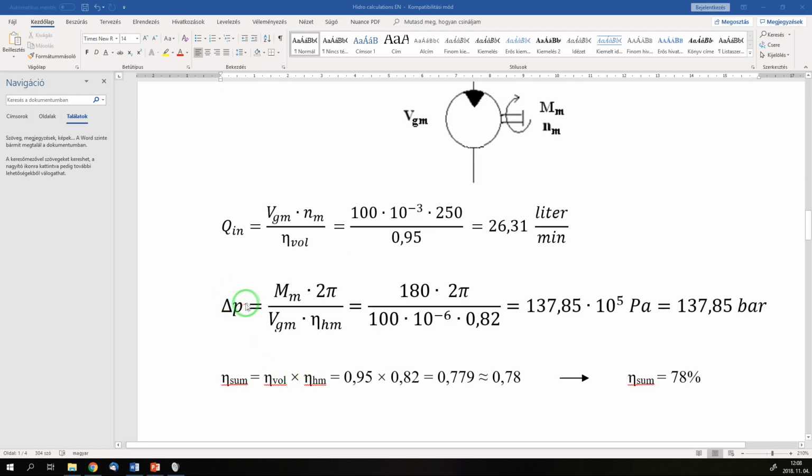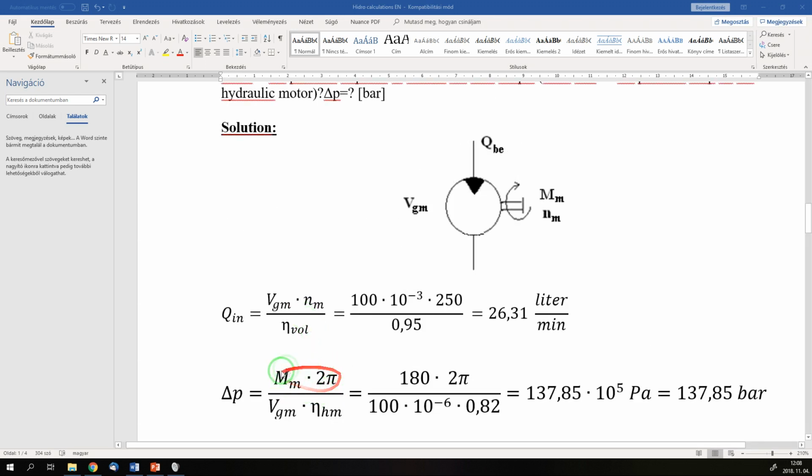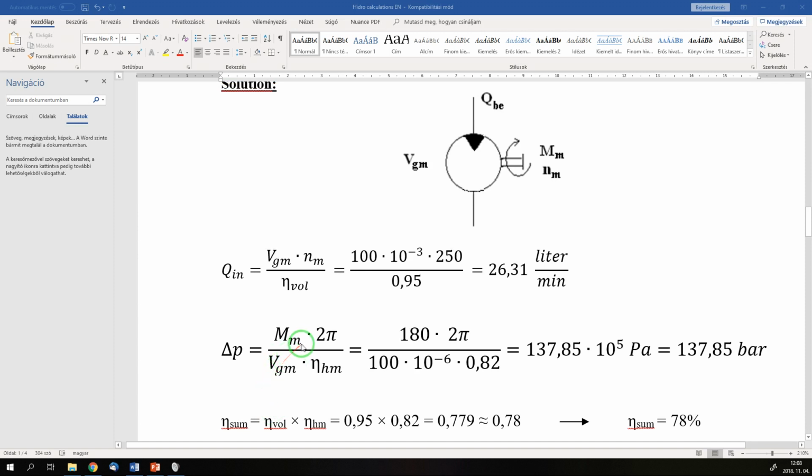Then the needed pressure difference here is calculated with this. So I know how much is the needed torque, which I have to give on the output, which is 180 Newton meters. I have to multiply it with 2π, and I have to calculate the pressure difference, which can be achieved with this.